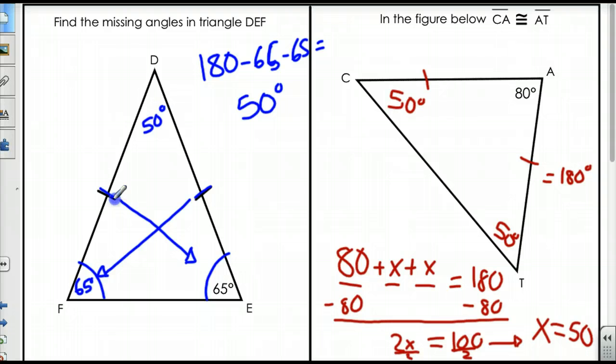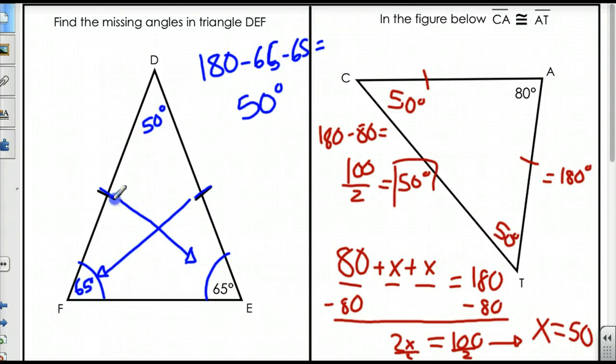Now an easier way to do this is the other way, just in case this helps. If you don't know either of these angles, you can just go 180, subtract the 80 from here, right? And that gives you 100. And then because these two angles have to be the same, you just divide that by 2 and you get 50. So that's two ways to solve that problem, all right? 1 and 2. You pick whatever's better for you.